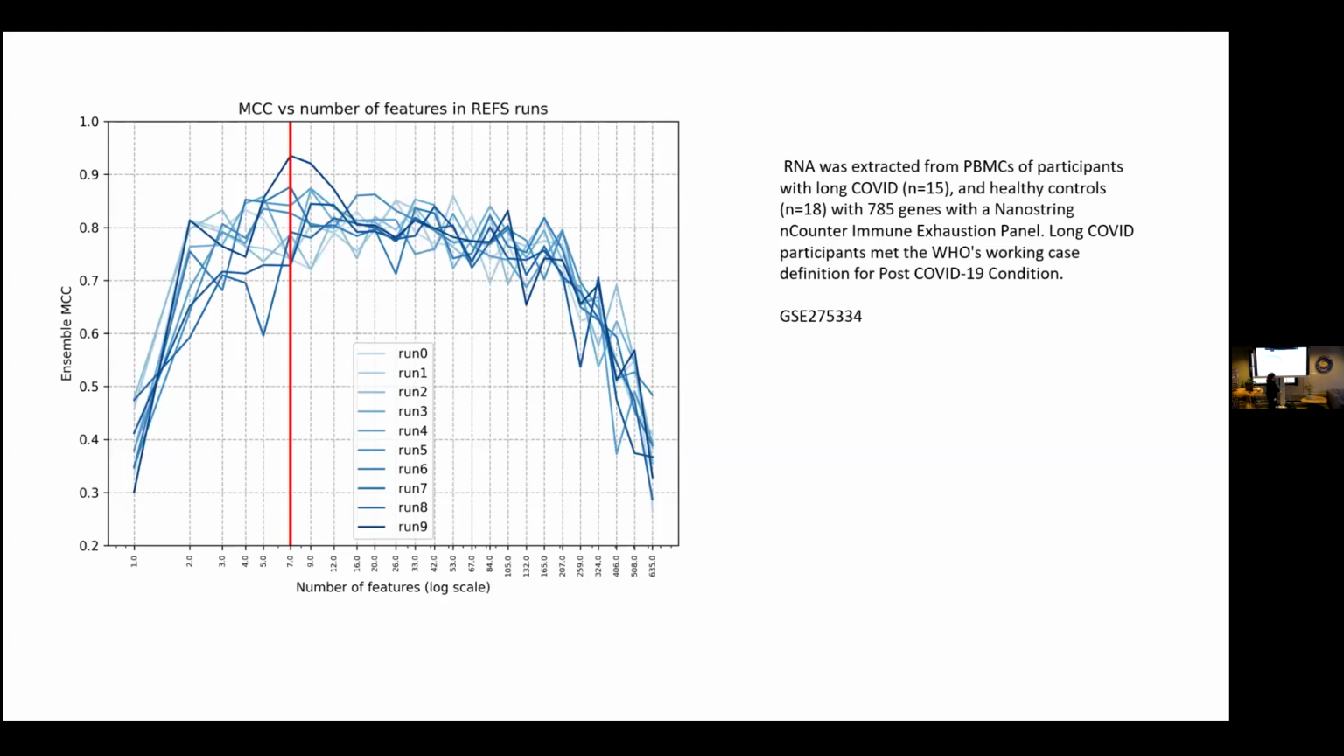So we take people that got long COVID against people that didn't, and we check the genes. We do feature selection again. The database is under a data accession number, you can go check it if you want. It's on the internet. It has 785 genes that were measured in an immune exhaustion panel. 15 have long COVID, 18 do not have long COVID. We do feature selection, all of that part where we find the most important features. In this case, the features will be genes, so we find the most important genes.